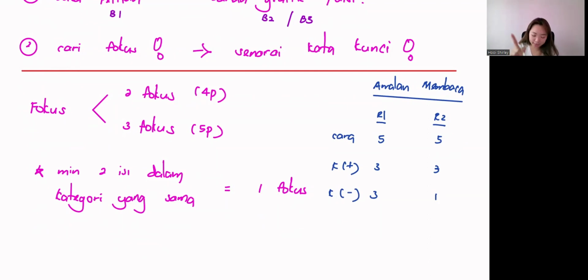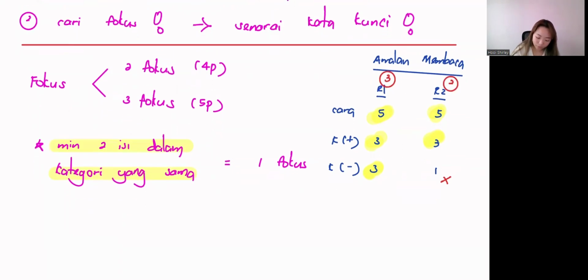All right, so for this question, how many focus do you have? You have 3. 1, 2, 3. Then for rumusan 2, only 2 focus, 1, 2, because it never meets the minimum of what? Minimum 2 isi dalam kategori yang sama. Yang ni tidak memenuhi kehendak. That's why they got 3 focus here and 2 focus here. This is one part.